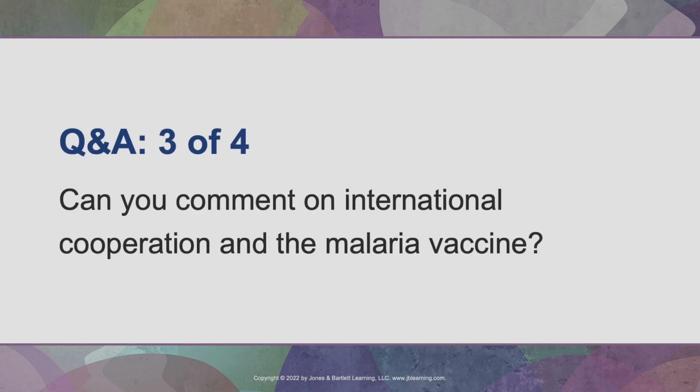Can you comment on international cooperation and the malaria vaccine? So, as I'm sure all of you know, until about a week ago, there's never been a vaccine approved for any parasitic disease. As many of you know, over the last so many years, I think it's called the RTS,S vaccine, clinical trials of that were held in a number of African countries. I think they achieved rates of effectiveness of something like 30%, although it requires 4 doses.